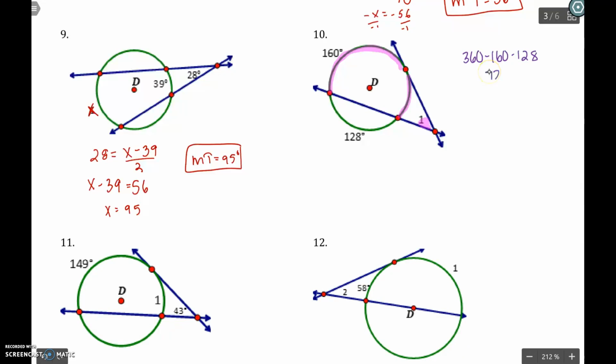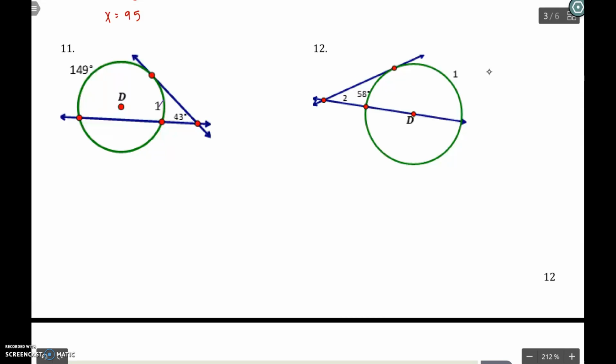So 360 minus 160 minus 128 is 72. Now I can set it up. The angle that I'm looking for, angle 1, will be equal to the further arc minus the closer arc divided by 2. So 160 minus 72, please make sure you hit enter before you divide by 2, and that will get you 44 degrees.